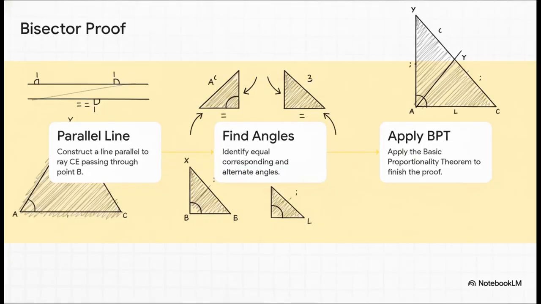To prove this, we first construct a line parallel to ray CE passing straight through point B. Next, we identify our equal, corresponding, and alternate angles, which neatly shows us that side CB is equal to side CD. And finally, for step 3, we do something truly wonderful. We apply our very first tool, the basic proportionality theorem, to the large outer triangle. This brilliantly illustrates how in mathematics, we're constantly using older tools to help us prove and build powerful new ones. You are grasping this so well.